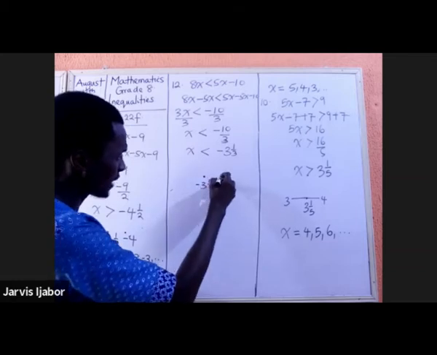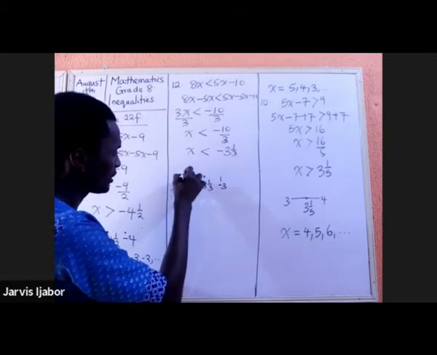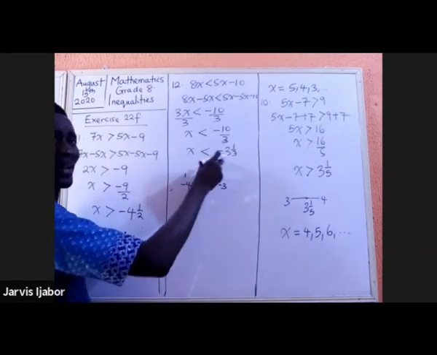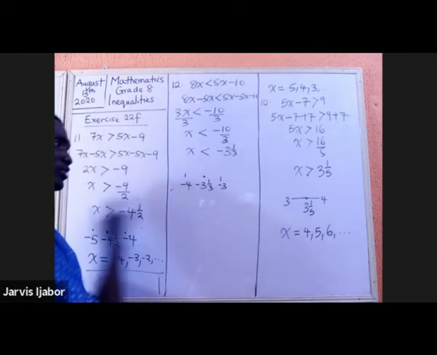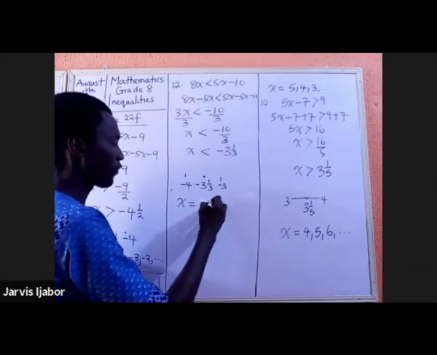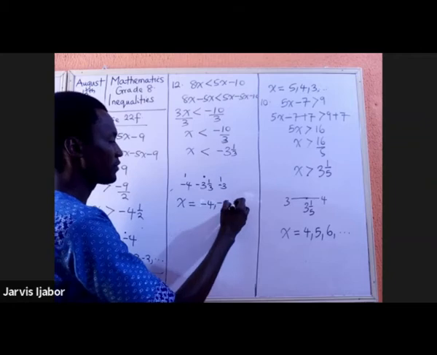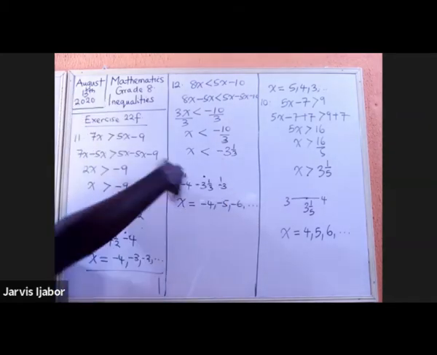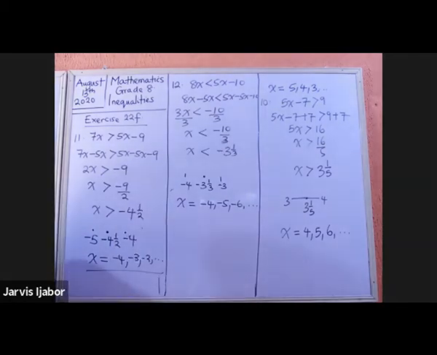This part will be negative 3. This part will be negative 4. Now remember that they said that they want a number that is less than this. That means it's going in this direction. So x will now be equal to what? Negative 4, negative 5, negative 6, dot, dot, dot. That is, it continues. Any of those numbers in that direction will be your answer.